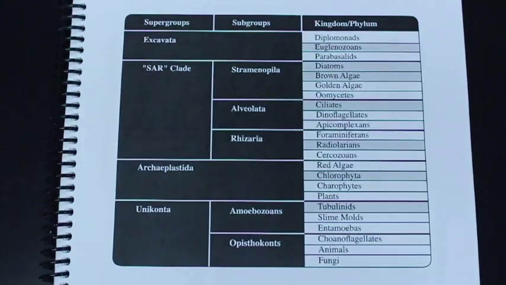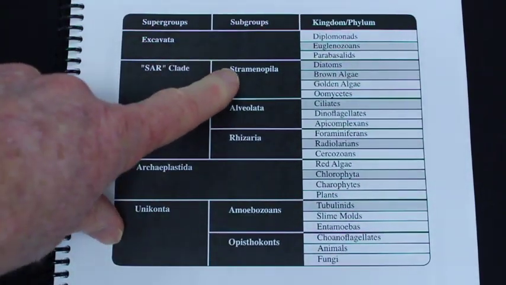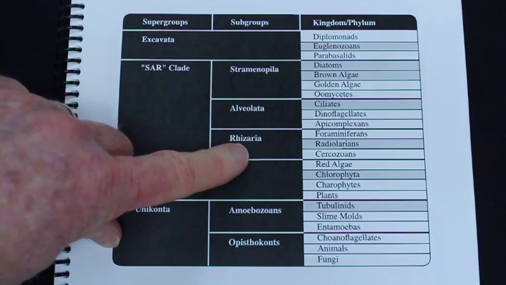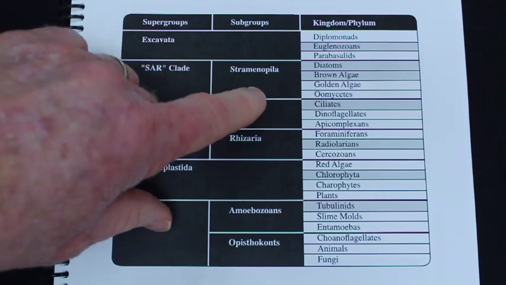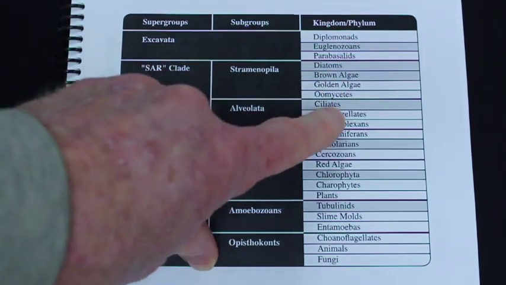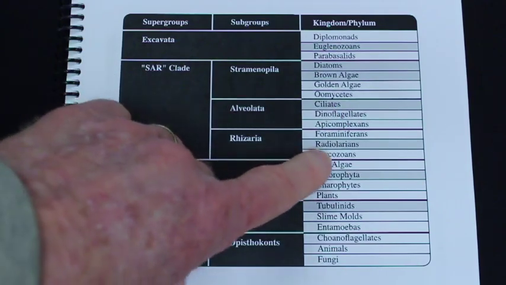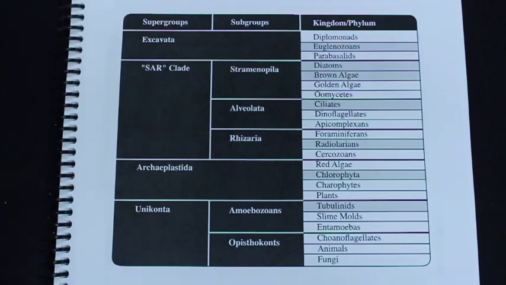Alright, so the next group we want to look at then is the SAR clade. SAR stands for Stramenopila, Alveolata, and Rhizaria. So for these three groups then, the Stramenopila, we'll be looking at the diatoms and brown algae, for the Alveolata, the ciliates, and for the Rhizaria, the radiolarians. So let's start with the diatoms.